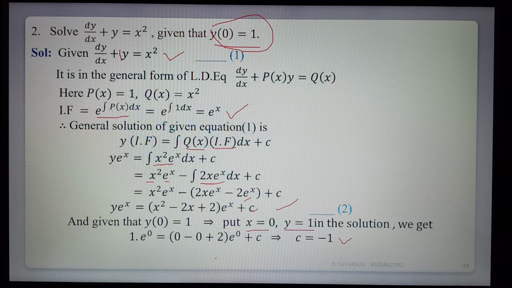Substituting in equation 2, the required particular solution is y into e power x is equal to x square minus 2x plus 2 into e power x minus 1. Okay, now this is the solution of the given equation.